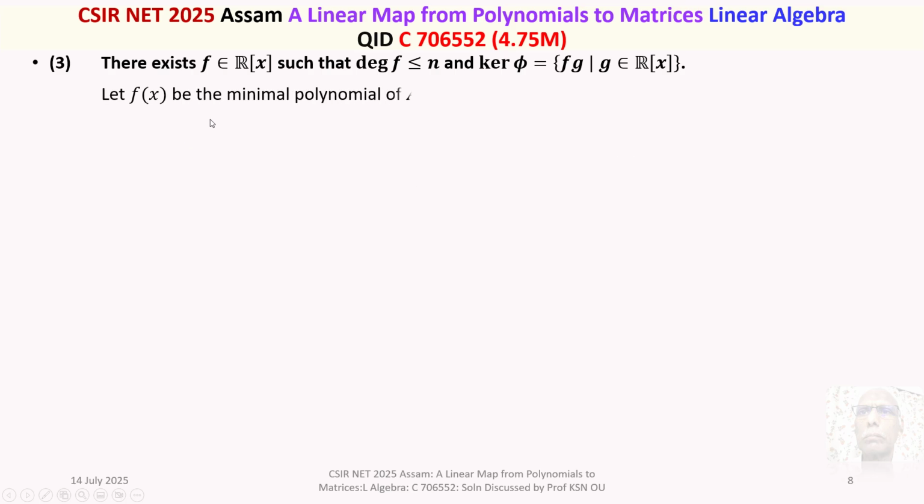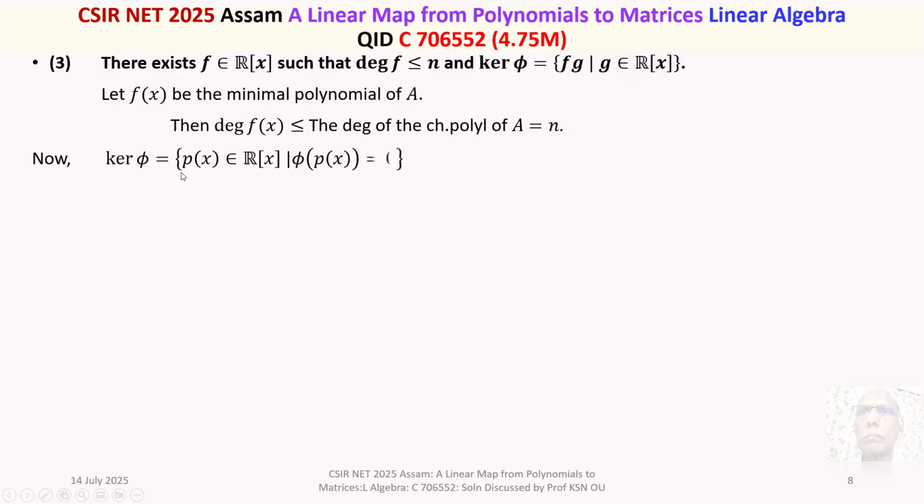Let f of x be the minimal polynomial of A. Then the degree of f of x, the degree of the minimal polynomial, is always less than or equal to the degree of the characteristic polynomial of A, that is n. So, the degree of f of x is less than or equal to n.